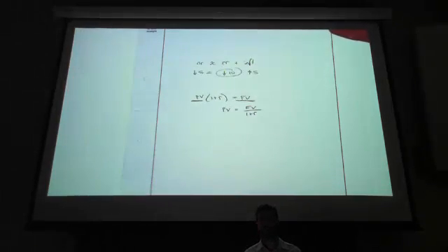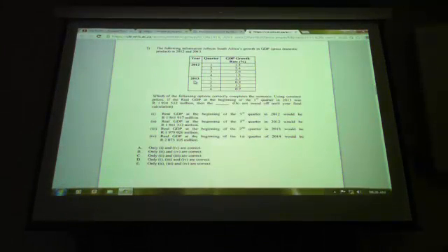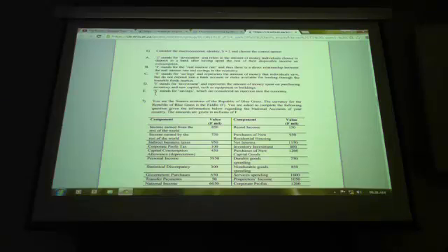I'm not sure if you've seen this before. Yeah? Can we move on then? I don't have a calculator, so I don't know what the numbers are, but once you calculate the numbers, you'll know what the answer is. Okay, question number 6. Consider the macroeconomic identity savings equals investment and choose which of these are correct.